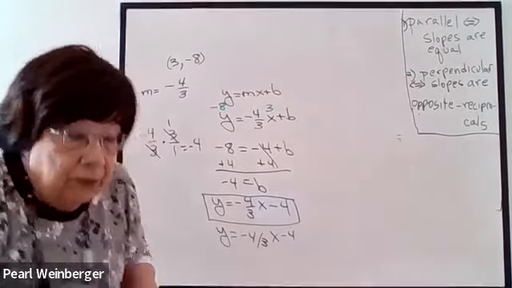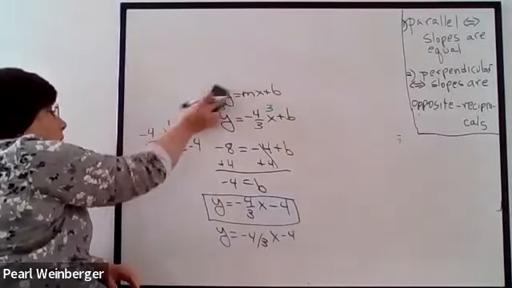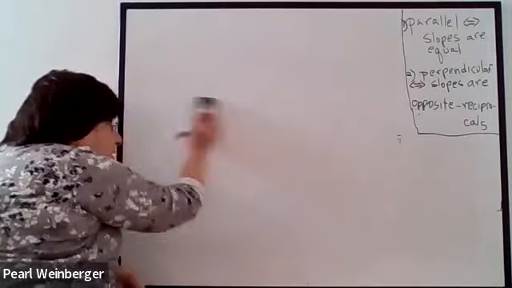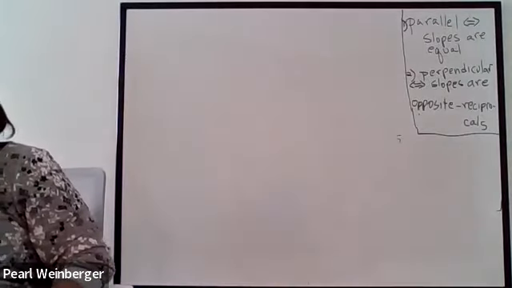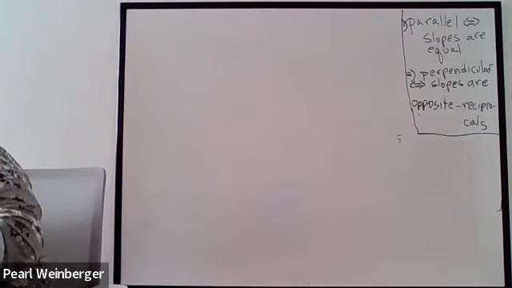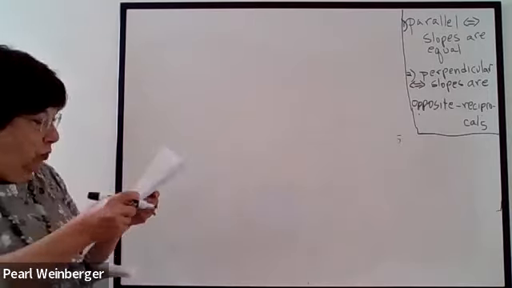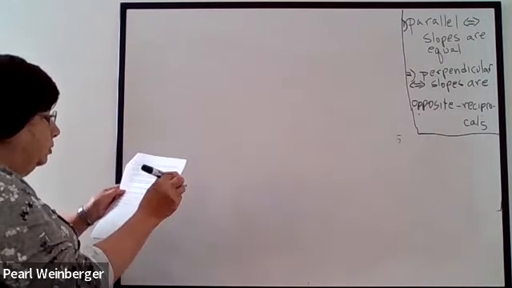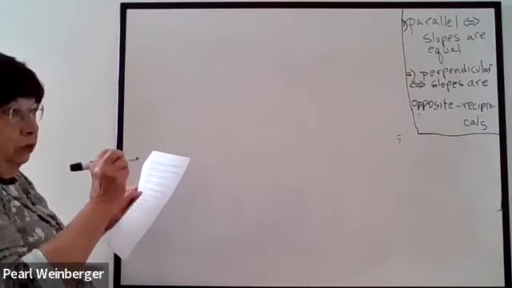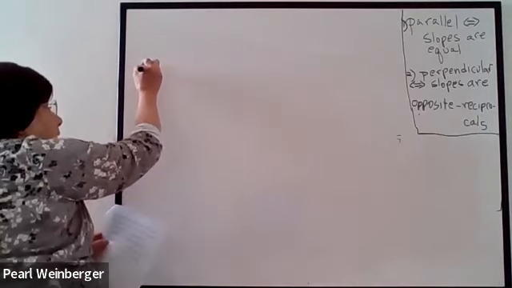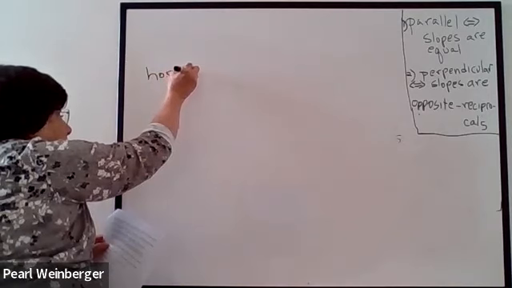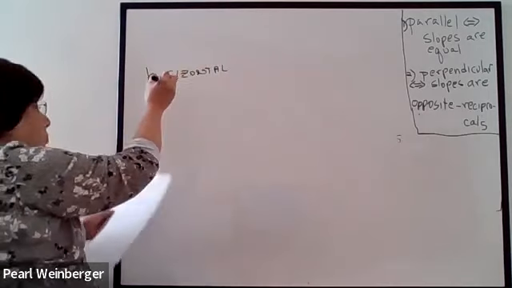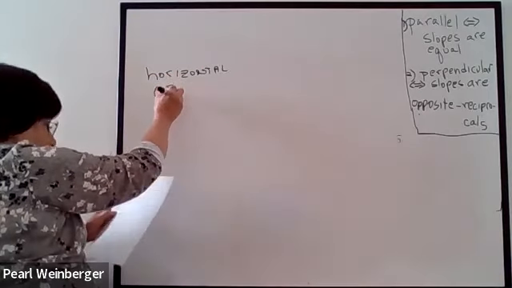Okay, so let's talk about a question that sounds like this. This actually, again, I'm using that practice sheet 2. It says determine the equation of the line described. So we're describing a line. It's horizontal. And it goes through the point -5, 2.